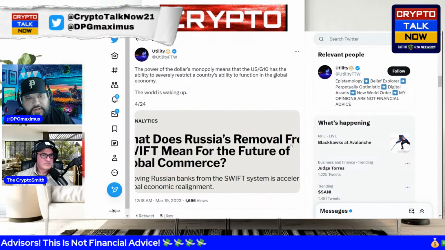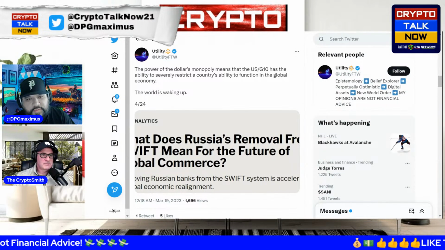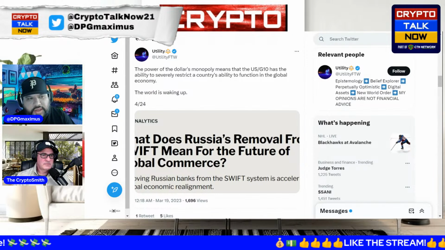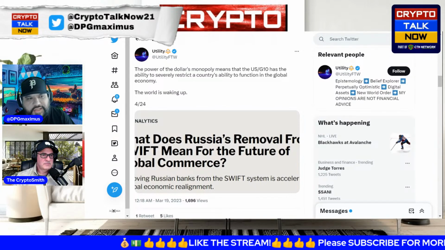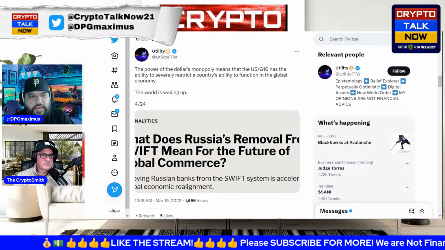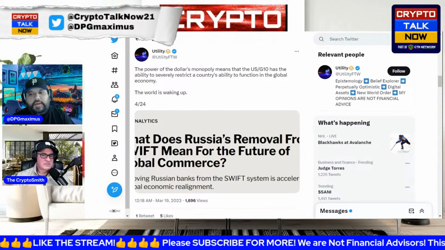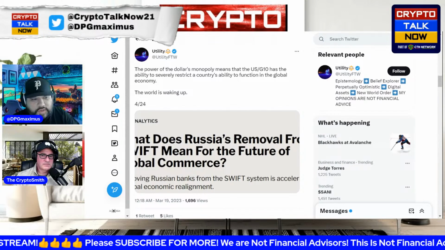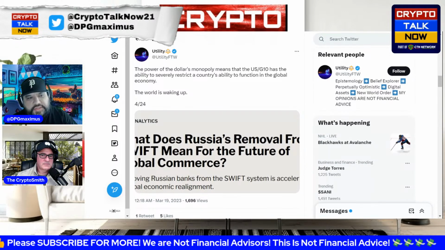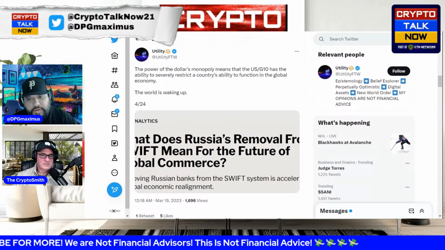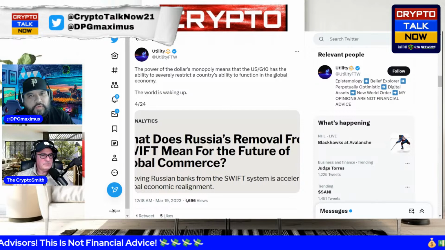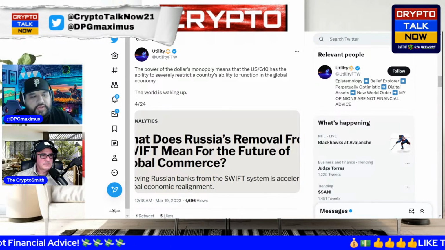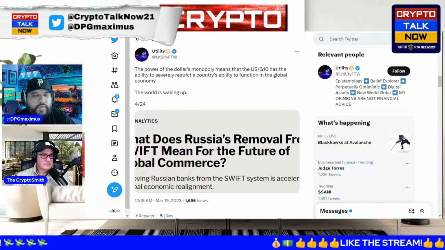The power of the dollar's monopoly means that the U.S./G10 has the ability to severely restrict a country's ability to function in the global economy. The world is waking up. And the key thing is this. We have mentioned some of these key things and prepared ourselves by doing what? Investing in the new technologies moving forward. We talk about Web 3. In reality, someday there'll be a Web 4, right?